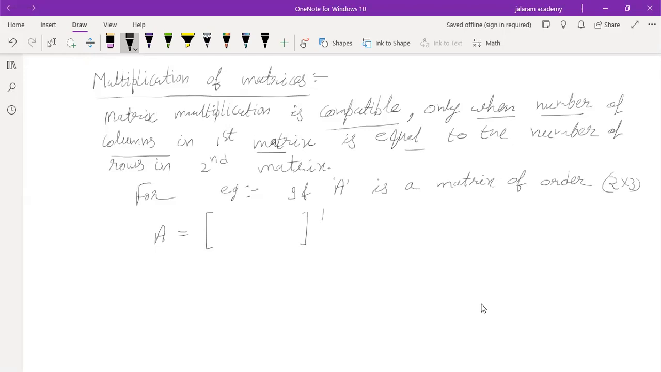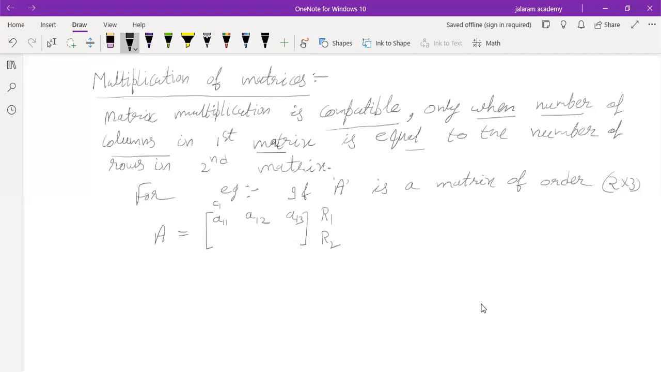It must have 2 rows, R1 and R2. Is that clear to you? So elements of R1 are A11. A11 means element of first row, first column. A12 means element of first row, second column. A13 means element of first row, third column.